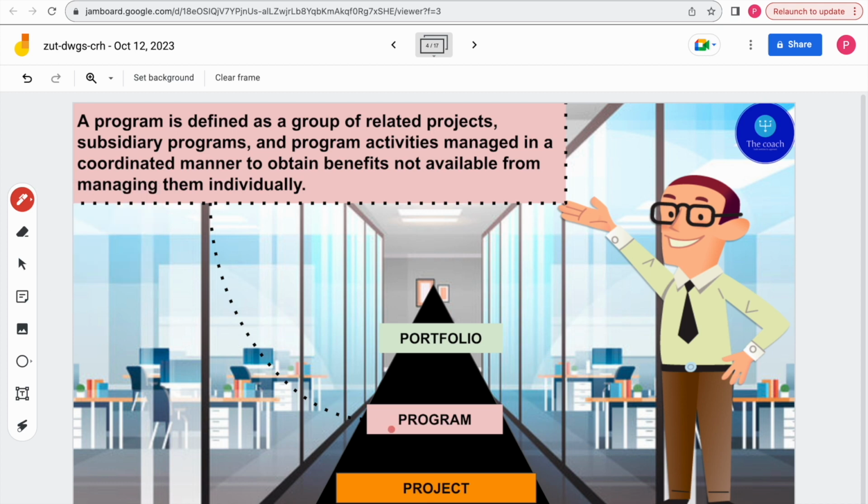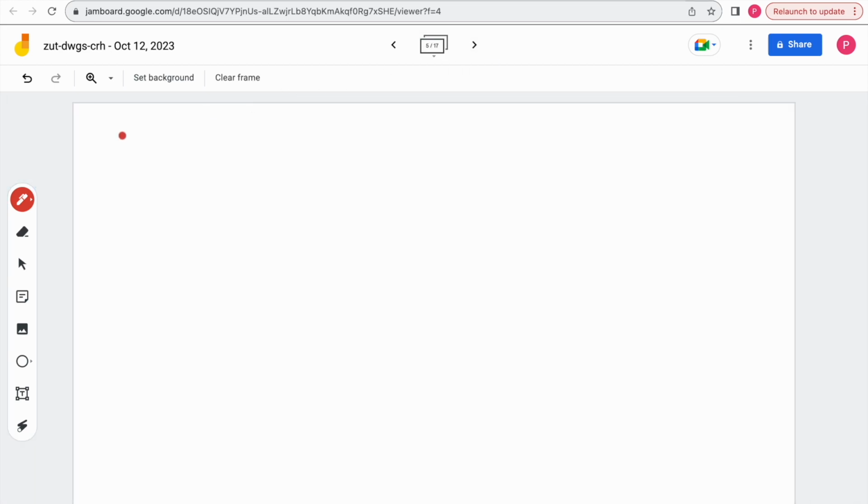When we talk about program, it is defined as a group of related projects, all those projects which are related, and if you group them, they give a better output. So a group of related projects, subsidiary programs, small programs can also be there, and program activities managed in a coordinated manner to obtain benefits not available managing them individually. So program is basically, I'll make it simple here on the whiteboard.